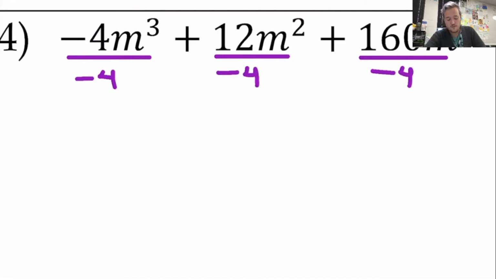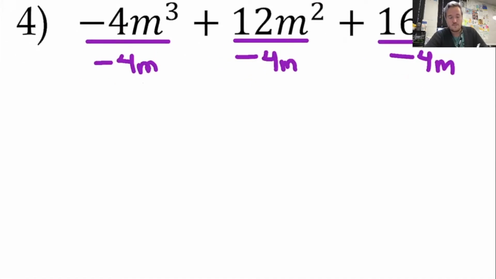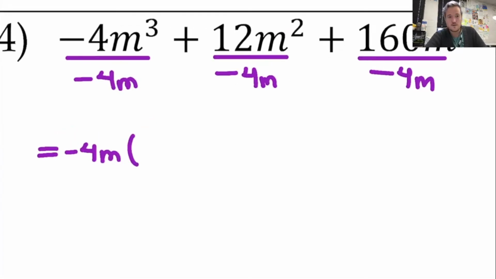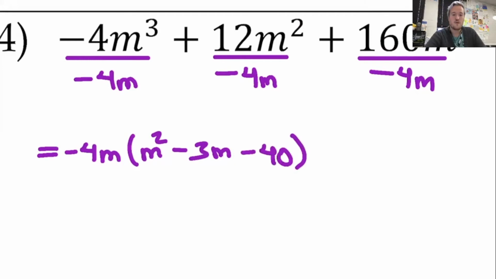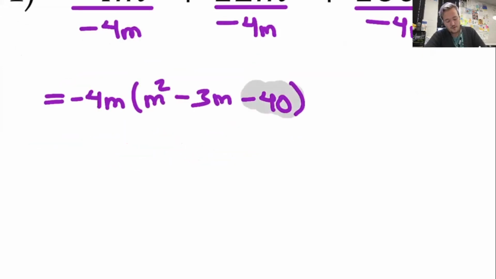And then looking at the variables, m cubed, m squared, and m, I can take out 1m from each term. All right, so I'm going to have negative 4m parentheses. So it's going to give us m squared minus 3m minus 40. All right, so this term inside the parentheses, this is what we're going to factor using grouping. So that negative 4m over here on the outside, that's just going to kind of hang out for right now.